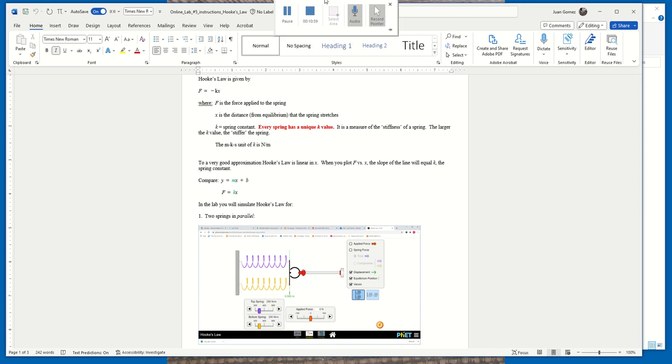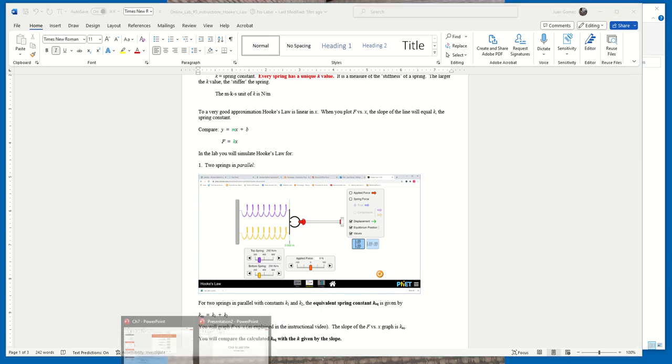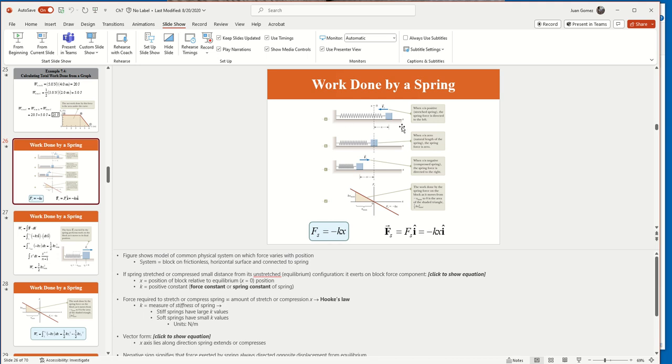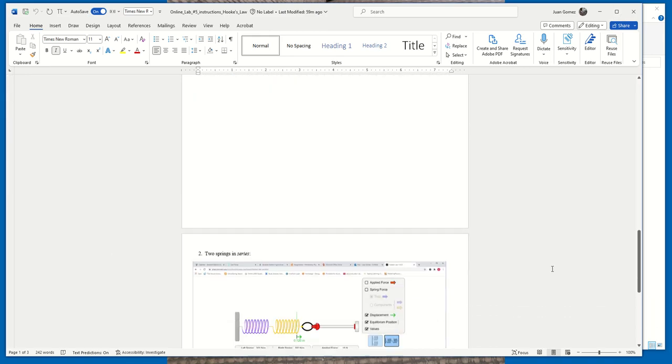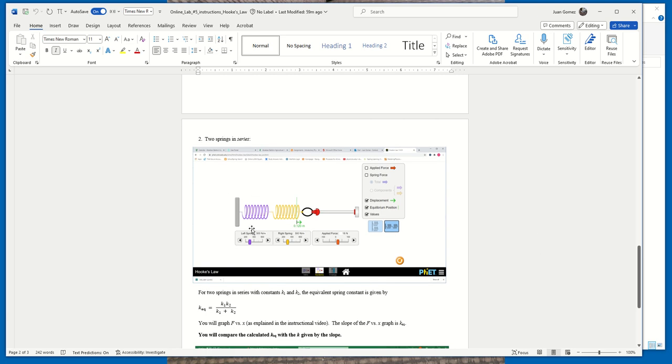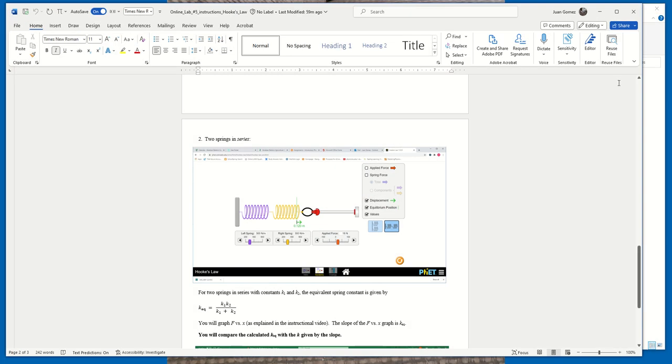Well, when we do that, what happens is you have to get what's called the equivalent K value. In other words, how can we somehow treat these springs in parallel as one single spring? And likewise, when we connect the two springs in series, how can we treat these two springs in series as one individual spring? In other words, we want to get what's called the equivalent K, the equivalent spring constant.